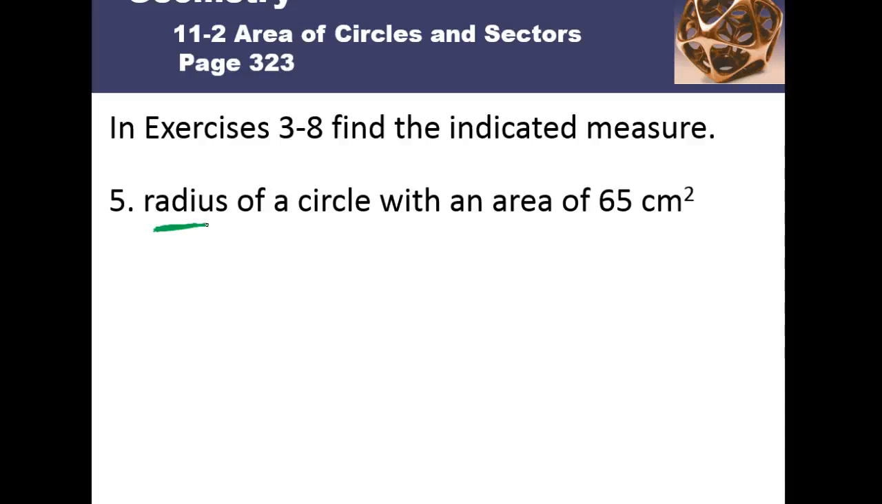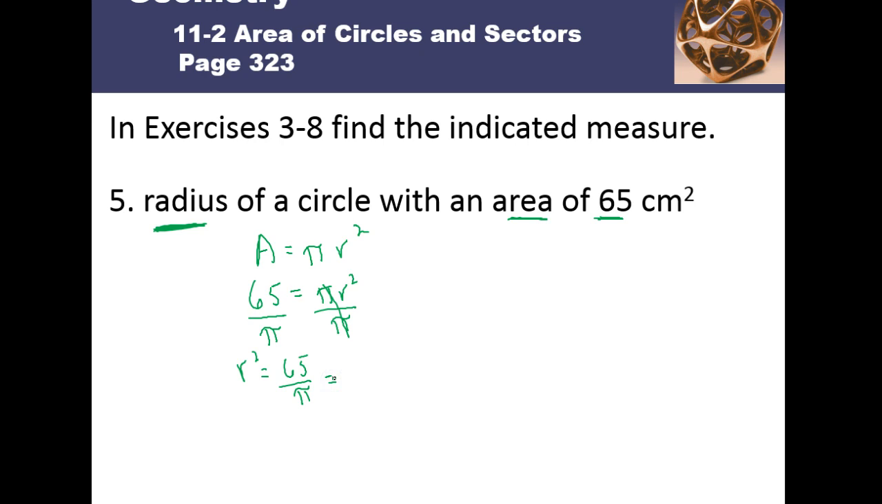Okay, so hopefully the sub paused and now we've restarted. So again, we're going to write the area formula down. The area is equal to pi r squared. And I know my area is 65. So I'm going to do 65 equals pi r squared. I'm going to divide both sides by pi, and I'm going to get r squared equals 65 divided by pi.